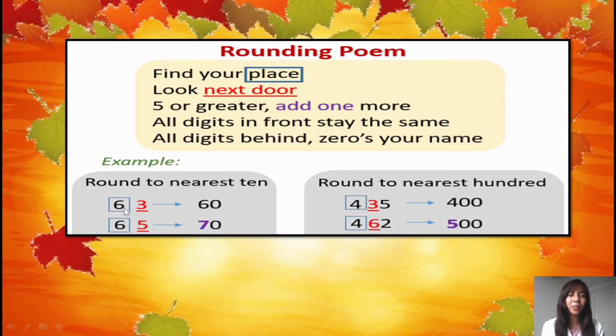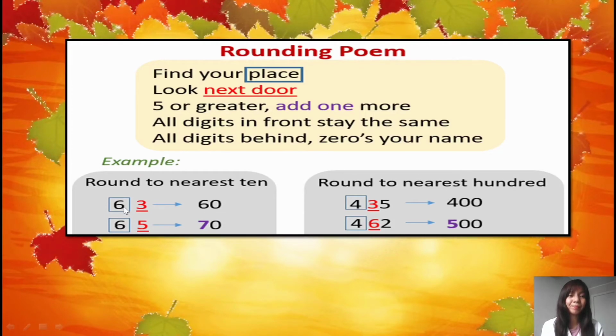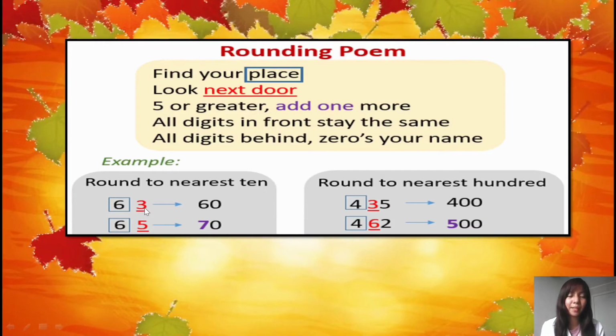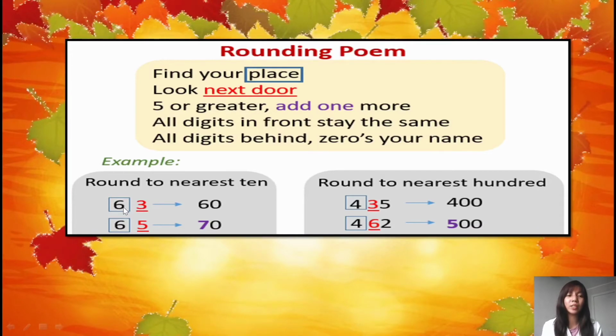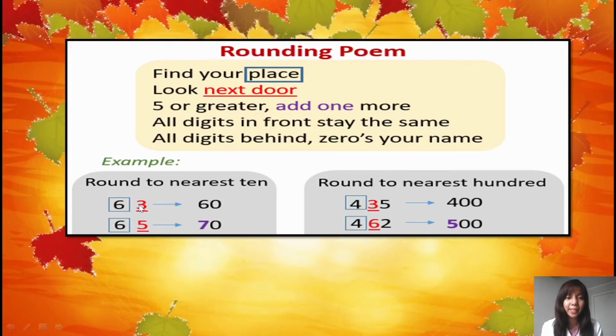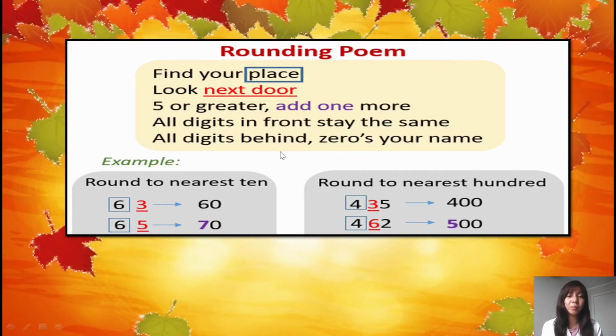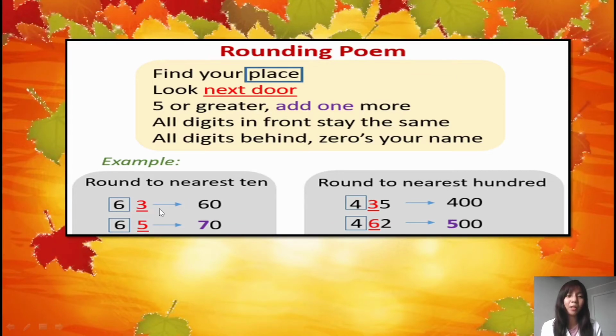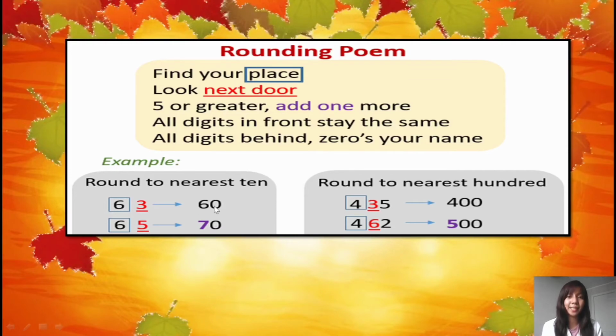So again, this will stay the same because the next number, 3, is lower than 5. So you don't need to add 1. So the number is still the same, number 6. And then all the digits behind the 6, you have to make it 0. So in this example, from 3, it becomes 0. So our answer is 60.